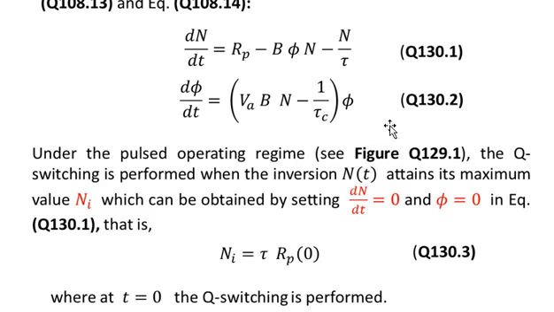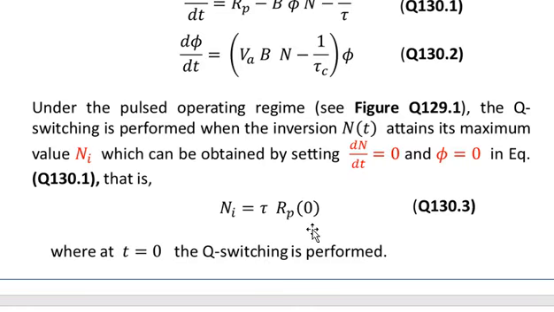So if we make these changes in equation number 1, we set phi equal to 0, and we set dn over dt equal to 0, and this n can be made equal to ni. So solving this equation for ni, we get ni is equal to tau times rp as a function of time, at a time t equal to 0. You see rp at time t equal to 0. This time which we have set at t equal to 0 is actually the time when the Q switching is performed, or the Q switch is opened.